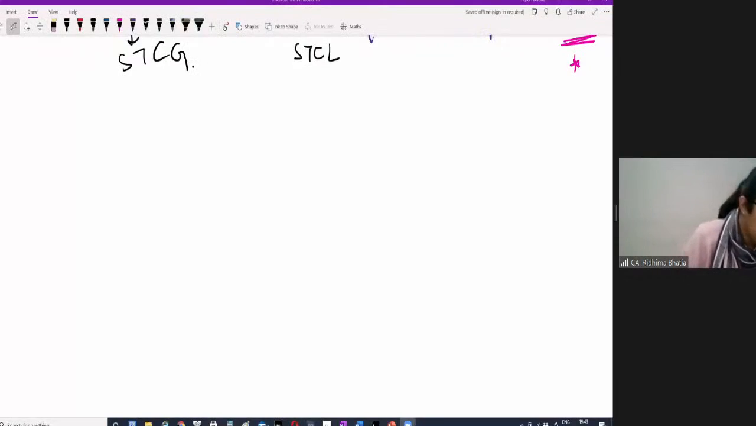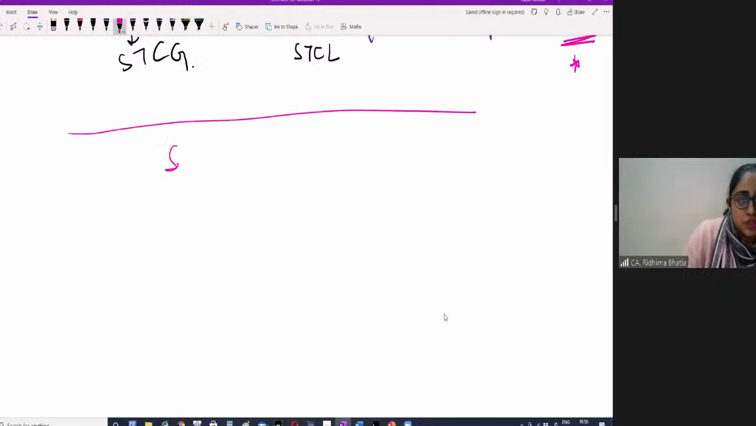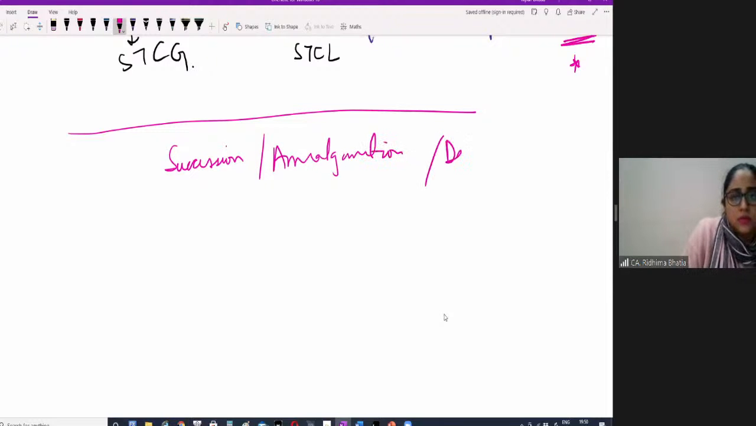Next, we move to the concept where there happens some succession: either the firm is getting converted, or amalgamation happens, or demerger happens. What will happen in these cases? How will the depreciation be charged in these cases? If an LLP is converted into a company, a company is converted into an LLP, a proprietorship is converted into a company, and so on. What will happen in these cases?